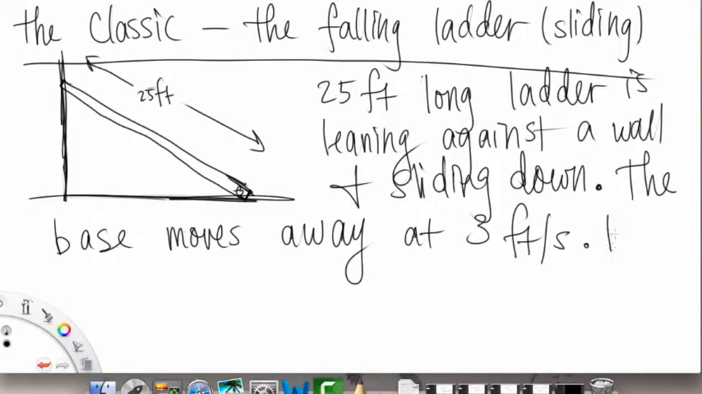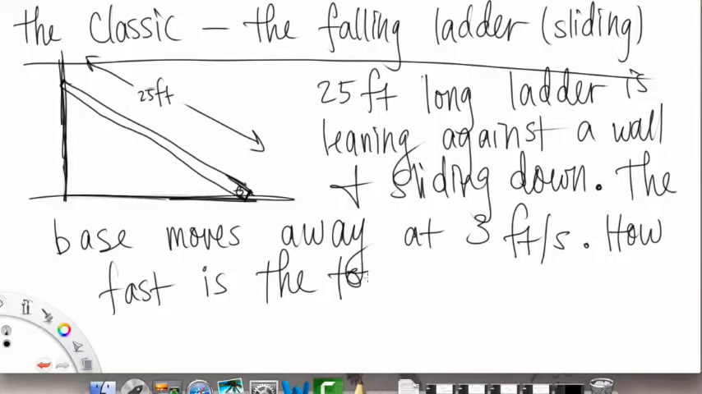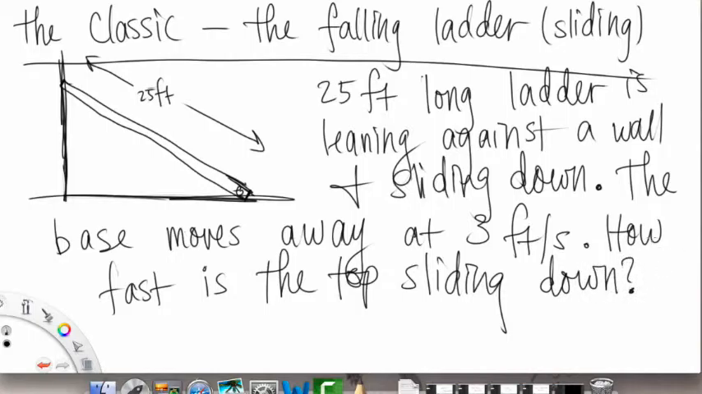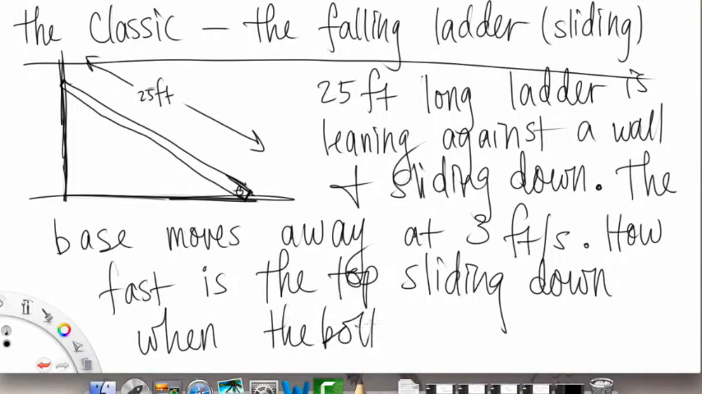Okay, so that's what they give you, and they're asking how fast is the top sliding down? The top of the ladder that's touching the wall, how fast is it sliding down? Then they could also add in, so how fast is the top sliding down when, sorry, this is a crucial part, when the bottom is 15 feet from the wall.